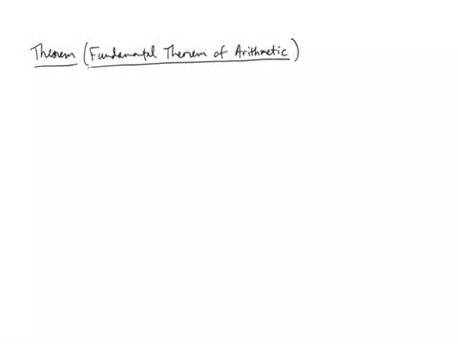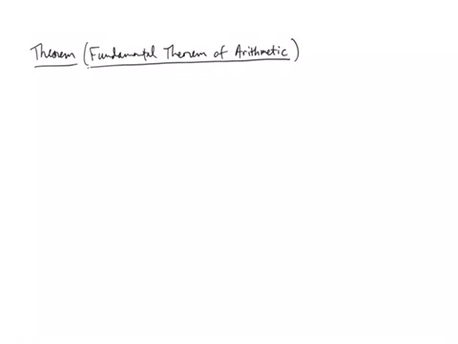Okay, so here's the fundamental theorem of arithmetic. I've mentioned this before in class. So here's the theorem. The fundamental theorem of arithmetic is the thing that says that every natural number can be written as a product of prime numbers, and that product of prime numbers is essentially unique.